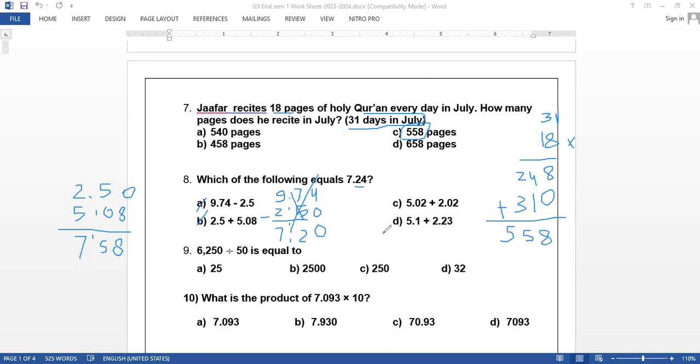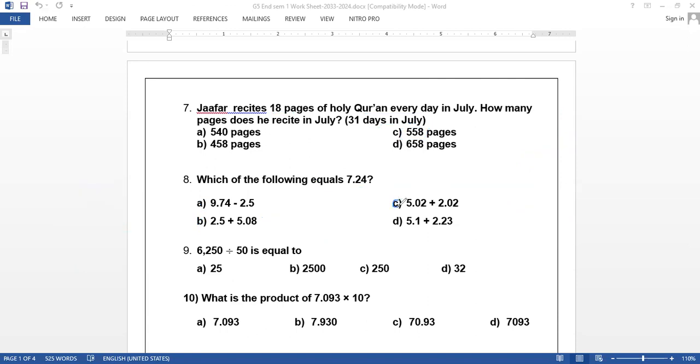Now let me try the other one. Let me try C. 5.02 plus 2.02. Now I put the point below the points. 2 plus 2 equals 4. 0 plus 0 equals 0. 5 plus 2 equals 7. 7.04. It's wrong. Let me try D.